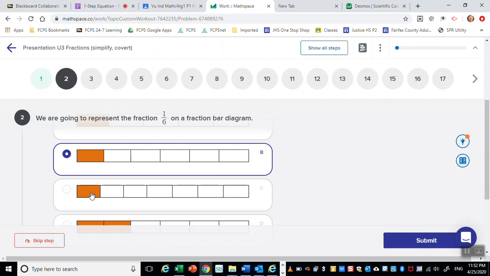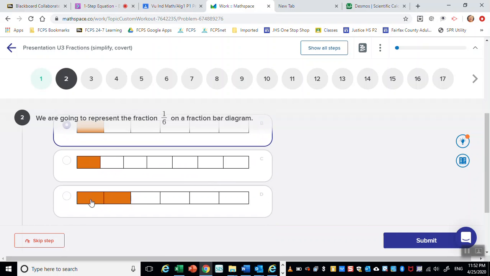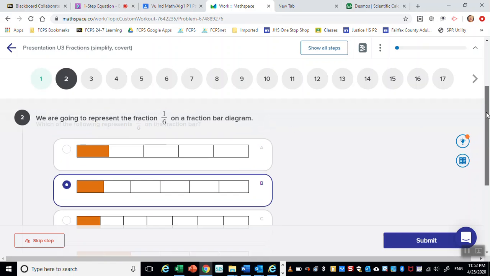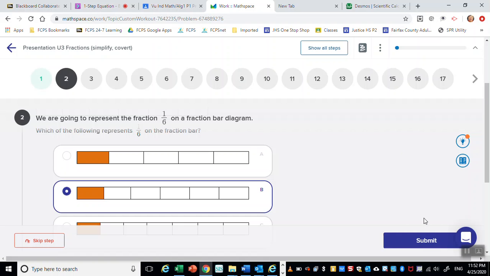How many here do you have? 1, 2, 3, 4, 5, 6, 7. No, not 7. You need 6 only. 1, 2, 3, 4, 5, 6. This is a total of 6, but how many are in orange? 2 out of 6. No, we need 1 out of 6. So the answer is B. And then you submit.